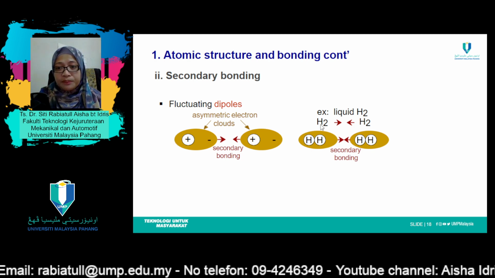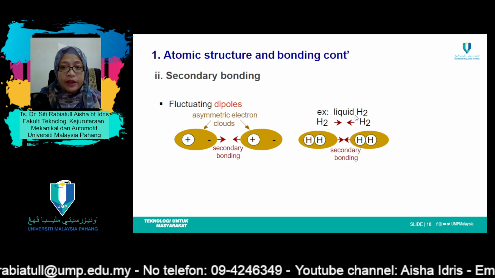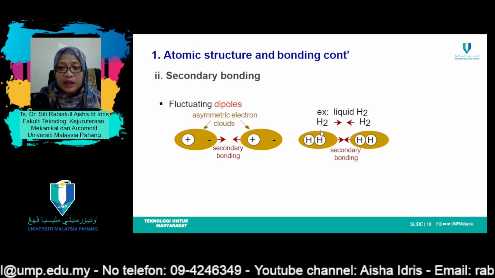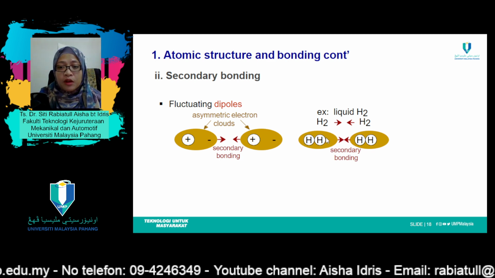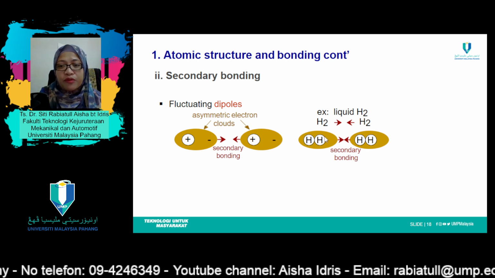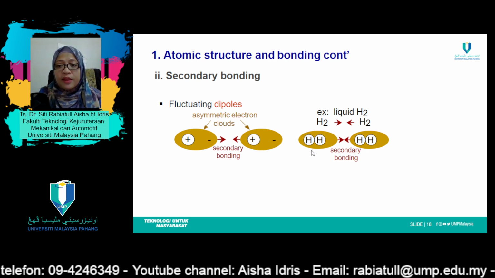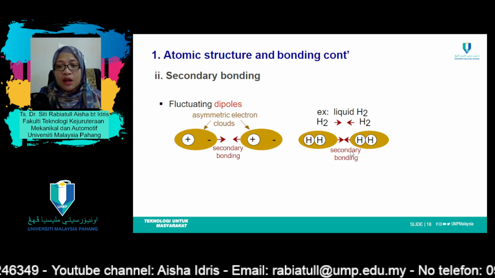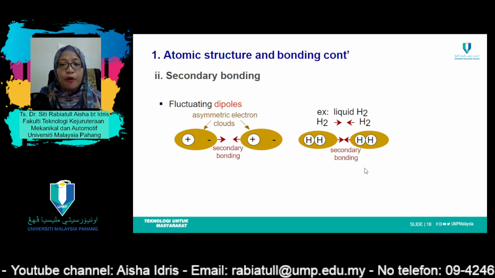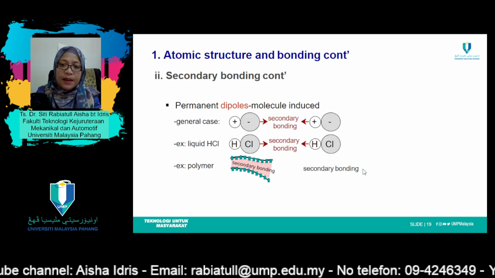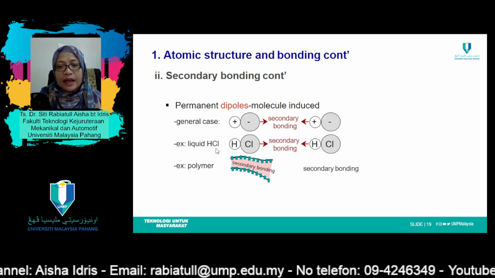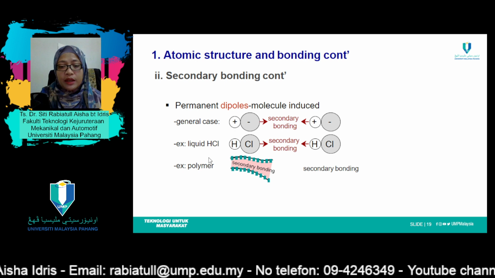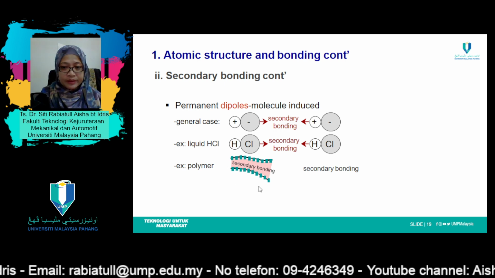For example, hydrogen over here. So this part is actually coming from primary bonding, then from primary bonds they attract each other, forming a secondary bond. Other examples are hydrochloric liquid as well as polymers.